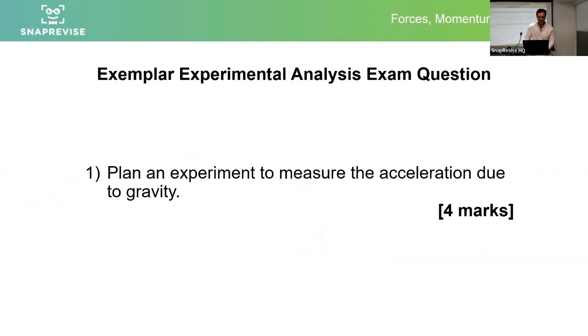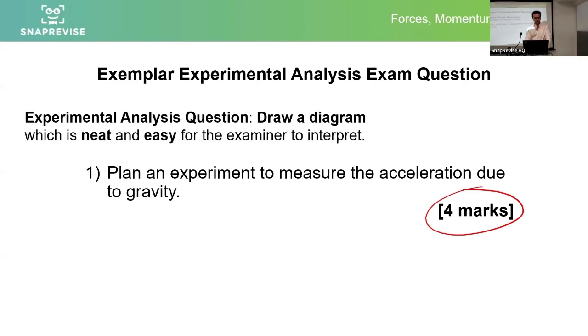All right. Okay, this is a bit of a nightmare question, isn't it? One sentence. You look at it and you think, yes, that's probably only 1 mark. No, sirree. 4 marks. Plan an experiment to measure the acceleration due to gravity. Oh, terrible. It's an experimental analysis question. Not as bad as it could be. It's only 4 marks rather than 6 marks. But the saving grace is that it is a plan question, so you can at least get 1 mark from drawing a nice diagram.